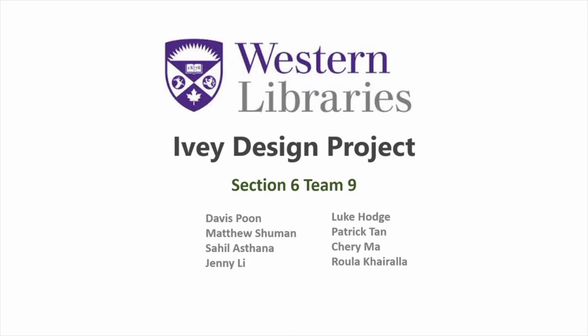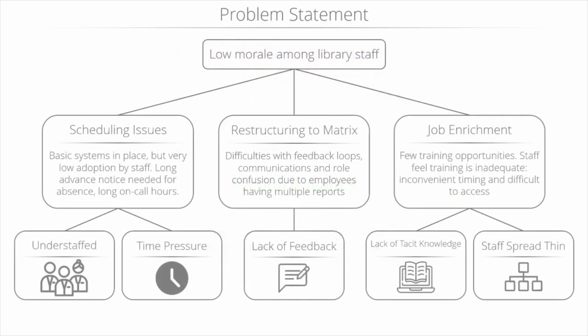we identified during our IV design project, as well as the processes that we took in order to develop our solution. Our core problem was that there was low morale among library staff. Through various interviews, we were able to boil this down into 3 root causes: scheduling issues, a recent restructuring to a matrix system, as well as few training opportunities leading to low job enrichment.